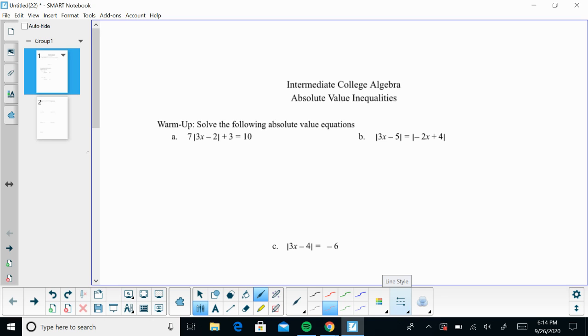Okay, this is lesson 2.5. It's our last lesson in chapter 2, and it's over absolute value inequalities.